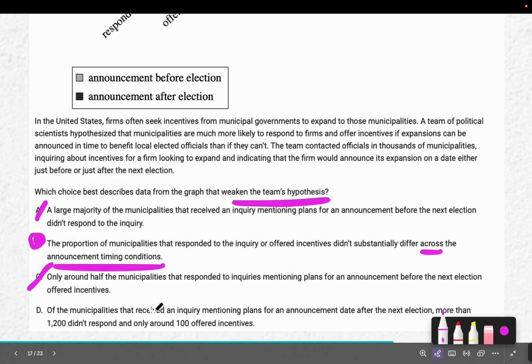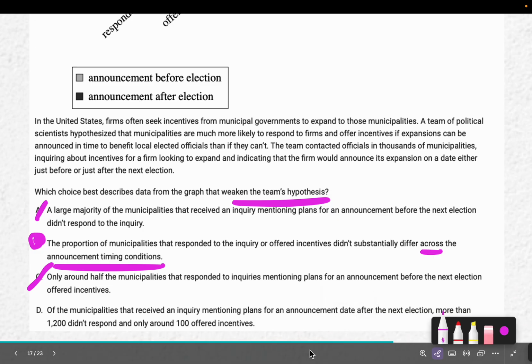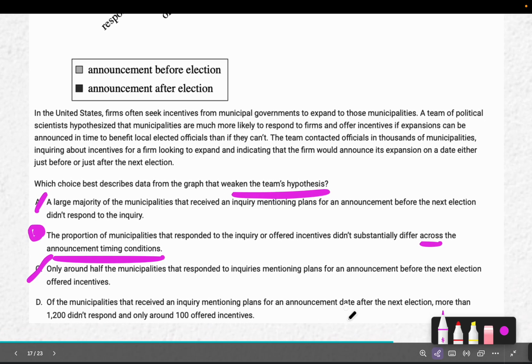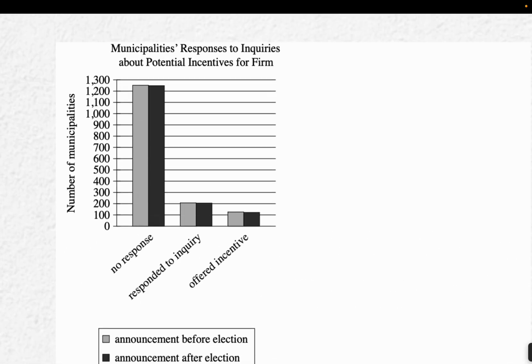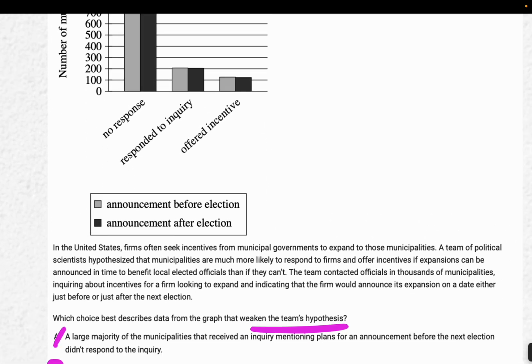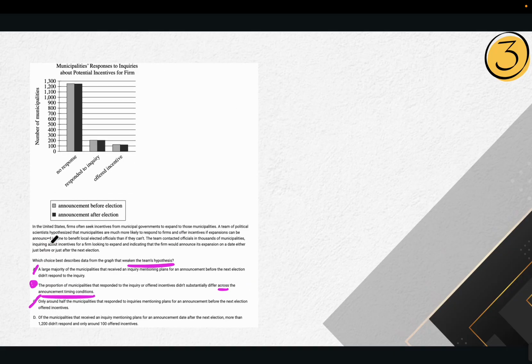And it doesn't include the announcement after the election for comparison. D is incorrect because it describes some data from the graph, but it doesn't weaken the hypothesis, and it also doesn't include the announcement before the election. It just says what happened after the election. Okay, so yeah, this is basically it, and the answer choice is B. So yeah, let's move on.